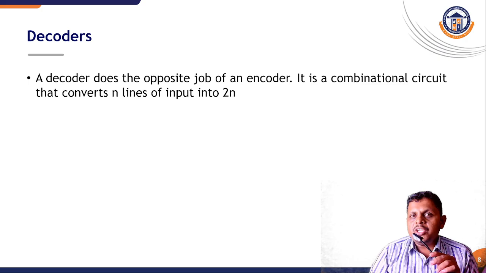And next one is the decoder. A decoder does the opposite job of the encoder. It is a combinational circuit. It converts n lines of input into 2 to the power n outputs. So the output of the encoder can be given into the input of the decoder, and it gives the output which is the same as the input of the encoder.